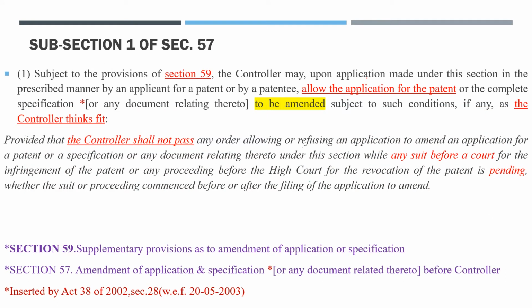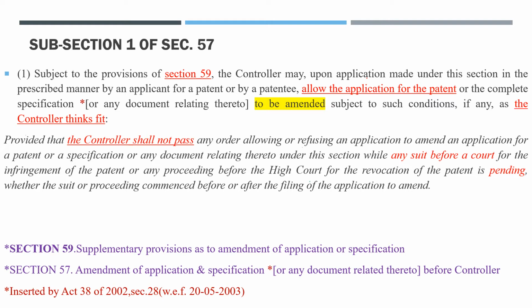Now we will discuss subsection 1 of section 57. Subsection 1 says, subject to the provisions of section 59, the controller may, upon application made under this section in the prescribed manner by an applicant for a patent or by a patentee, allow the application for the patent or the complete specification or any document relating thereto to be amended subject to such conditions, if any, as the controller thinks fit, provided that the controller shall not pass any order allowing or refusing an application to amend an application for a patent or a specification or any document relating thereto under this section, while any suit before a court for the infringement of the patent or any proceeding before the High Court for the revocation of the patent is pending, whether the suit or proceeding commenced before or after the filing of the application to amend.